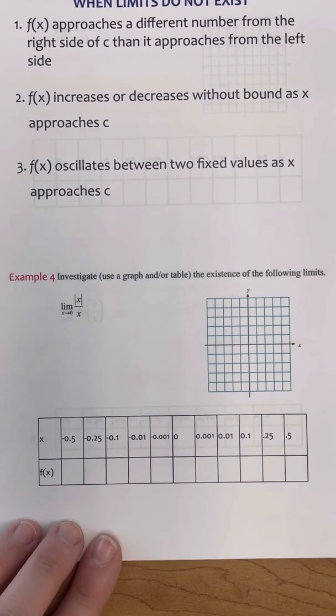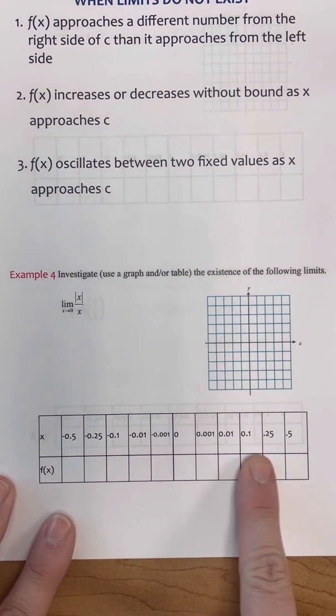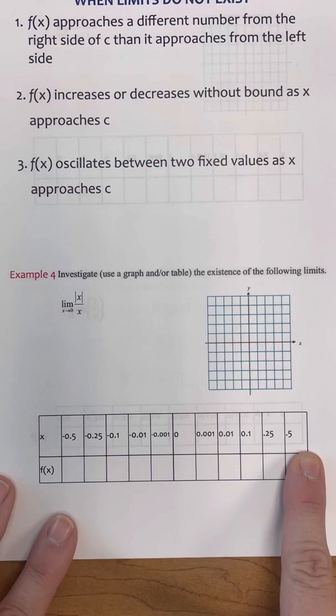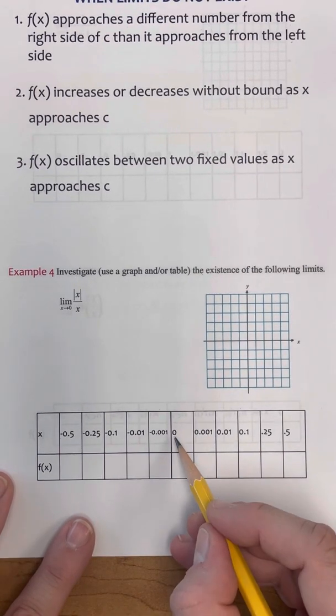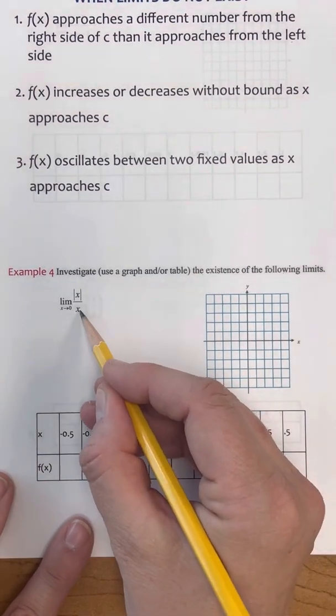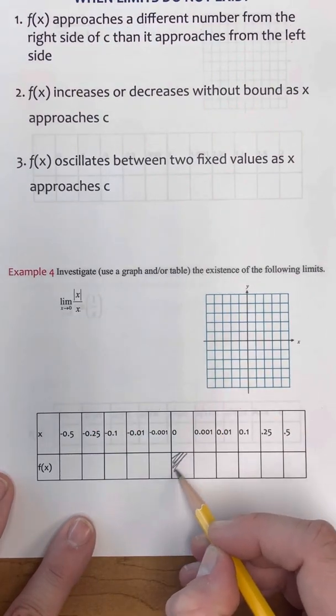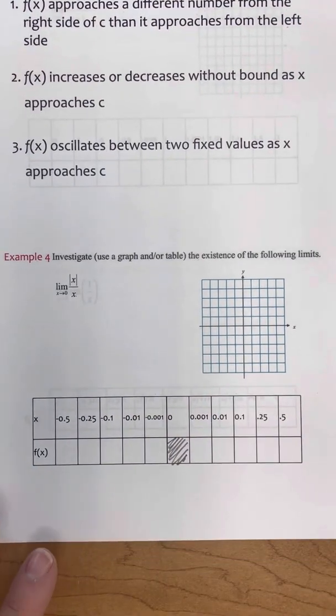So let's take a look at this example number 4. It says investigate using a graph and/or table the existence of the following limits. So I've got some numbers here to plug in. Now we know that we actually cannot plug in a 0 because I would have a 0 in the denominator and I can't divide by 0. So I'm just going to scratch that one out.